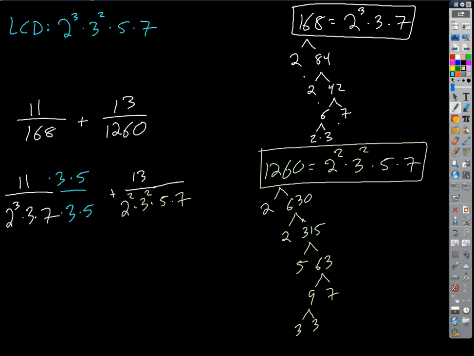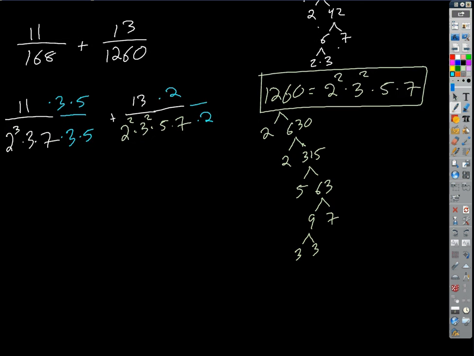Just a 2, it looks like. Everything else, I've got my 3s and my 5 and my 7, but I only have 2 2s and I need 3 2s for my LCD. So we'll multiply the top and the bottom each by 2. And that's not so bad, right?